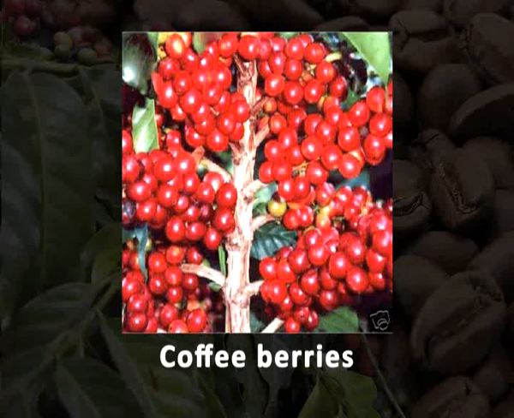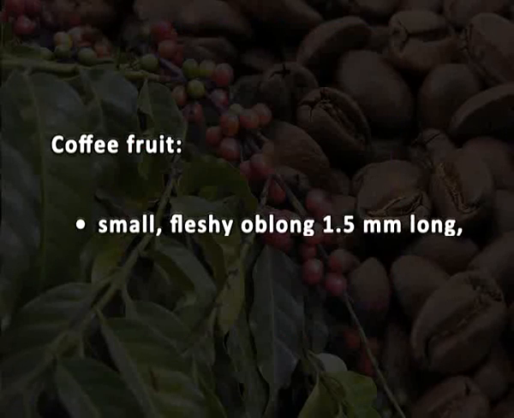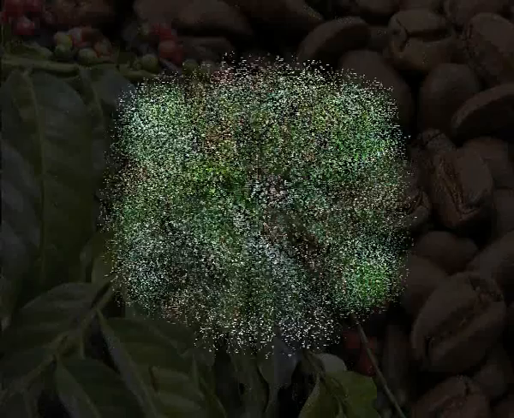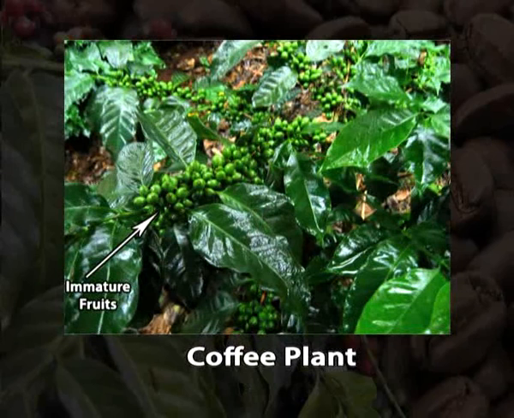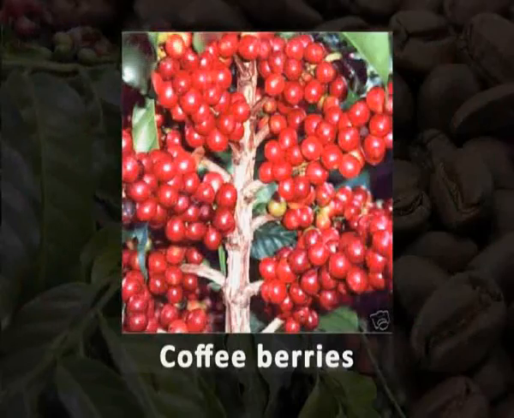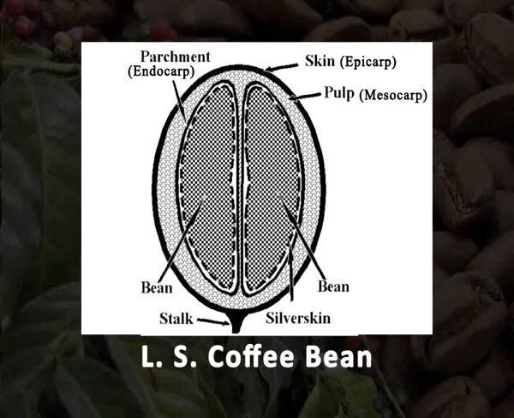The fruit of a coffee plant is a drupe, though commonly called a berry. These fruits are small, fleshy, oblong, about 1.5 mm long, 10 to 15 mm in diameter. Fruits are green at the immature state and take 7 to 9 months to ripen into yellow and later scarlet red. Its fruit is differentiated into 3 parts, namely epicarp, mesocarp and endocarp.